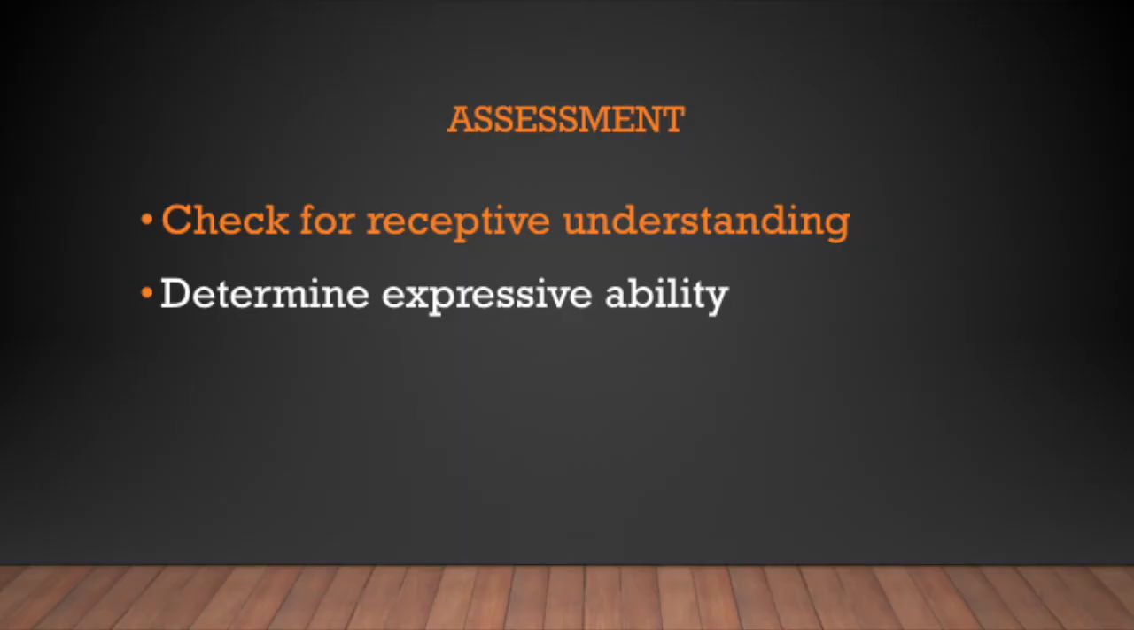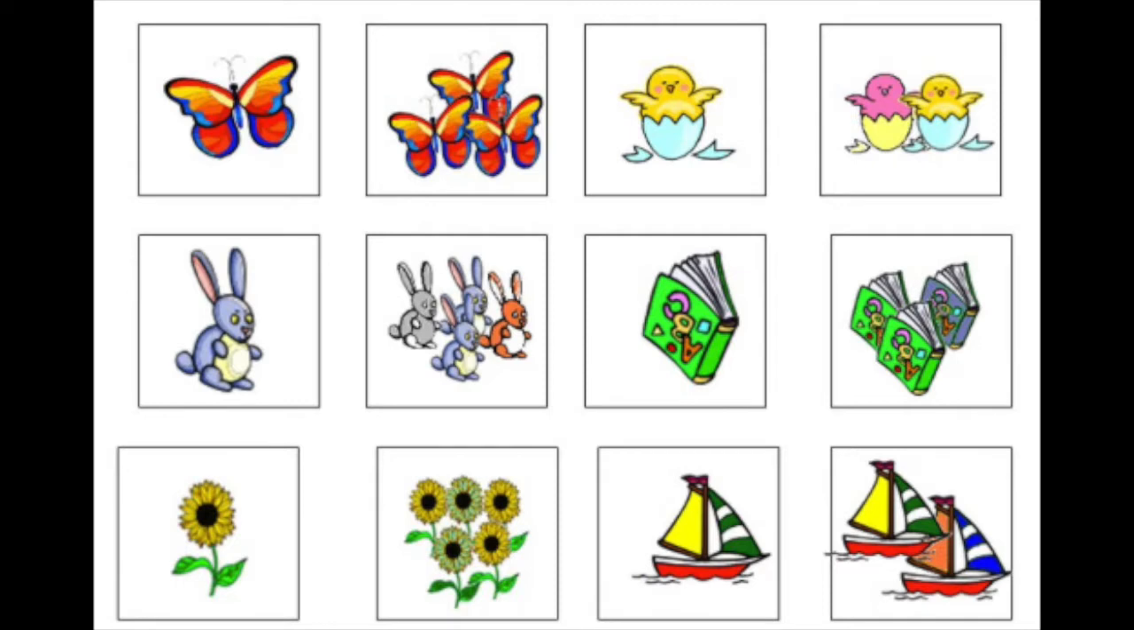Before beginning treatment, it's important to determine whether the child understands what a plural is. One way to do this is to check their receptive understanding. You can do this by showing your student an array of child-friendly pictures. Pictures of animals, toys, or commonly used objects, such as these, are appropriate. Ask him or her to point to the butterfly, point to the rabbit, point to the boats.